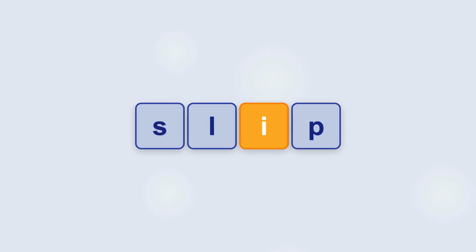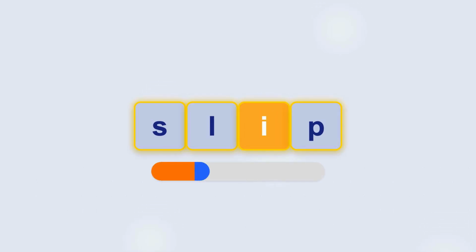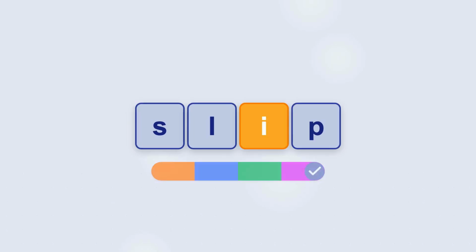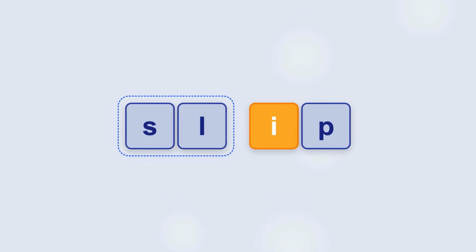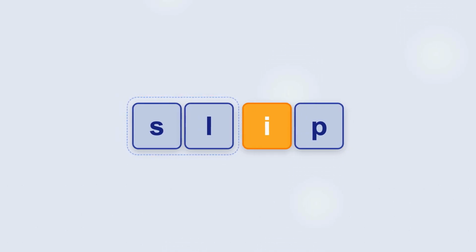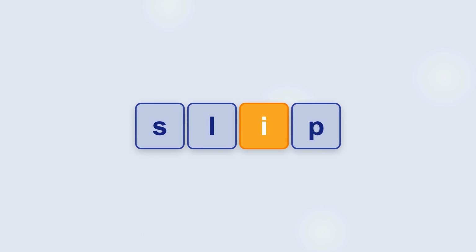Let's try reading it. s, l, i, slip. Slip. Those 2 consonants, or purple tiles, next to each other each make their own sound. That's called a blend. When we see 2 consonants next to each other, we know it's a blend.